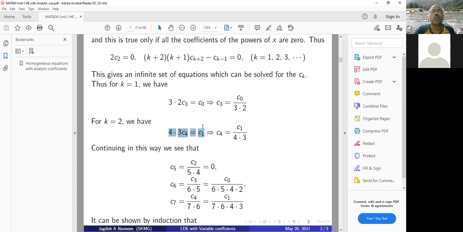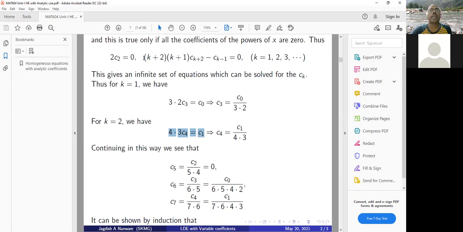Now, from this, you find the value of coefficient C4. So C4 is C1 upon 4 into 3. On the same line, you just go on putting K is equal to 3, K is equal to 4, and so on. So you will be able to find the rest of the values. So C5 is equal to C2 upon 5 into 4.